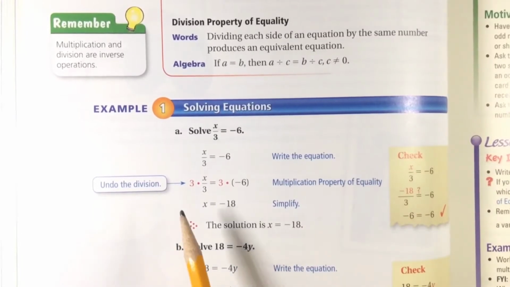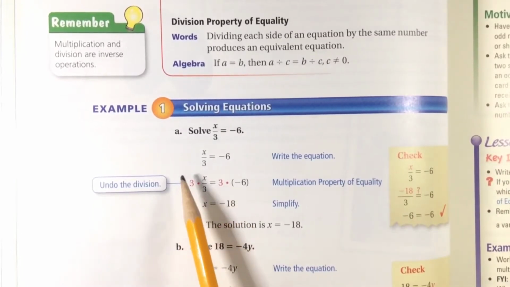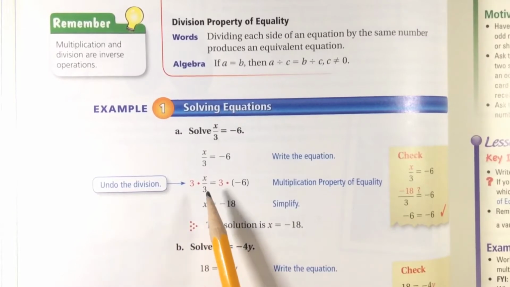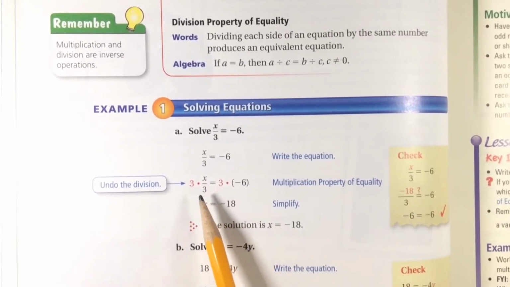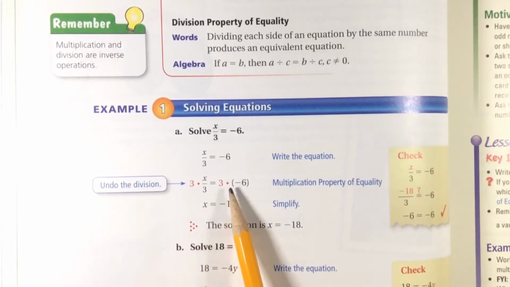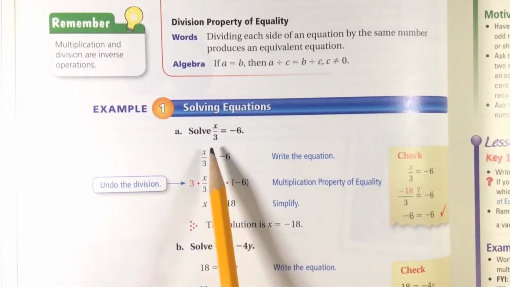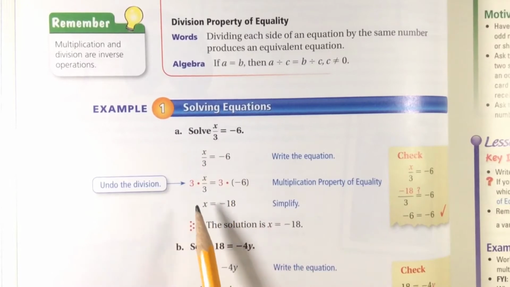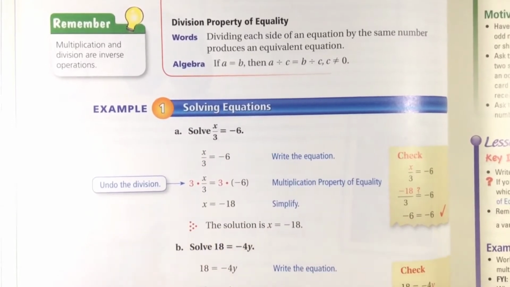Of course, I can't just multiply one side of the equation by 3 and expect everything to continue to be equal. I have to multiply both sides of the equation by 3. When I multiply this left side by 3, the times 3 and the divided by 3 cancel out, leaving me with just x. And on this side, I have 3 times negative 6, which is negative 18, which we knew it was going to be, but this is the process. So we were dividing by 3. Therefore, we multiply both sides of the equation by 3 to get our answer.